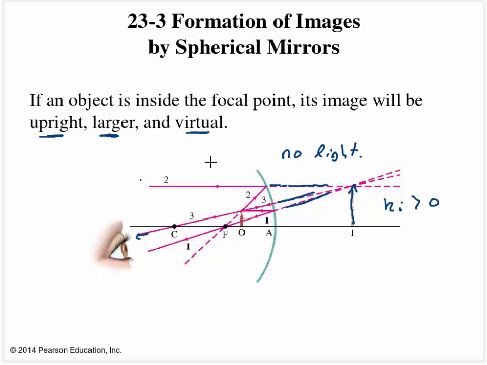This type of mirror right here, when we bring, say, an object inside of the focal length, it's going to form a very, very large upright image. This is the type of mirror that you might use to apply makeup, to tweeze your eyebrows, or to shave with.